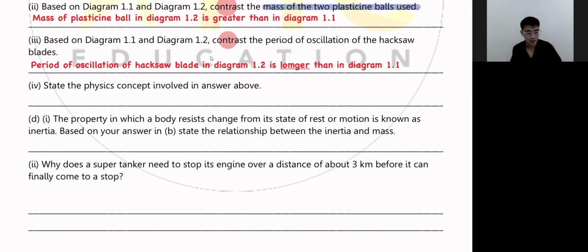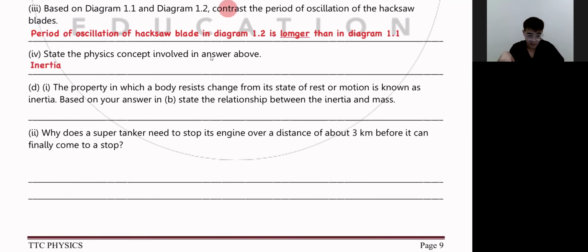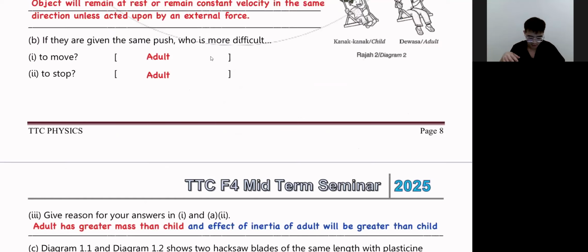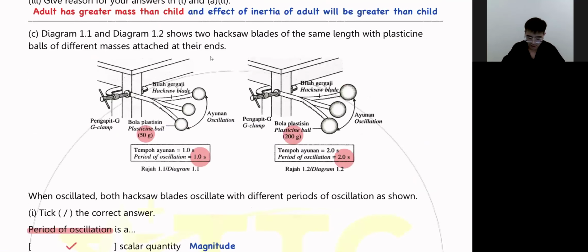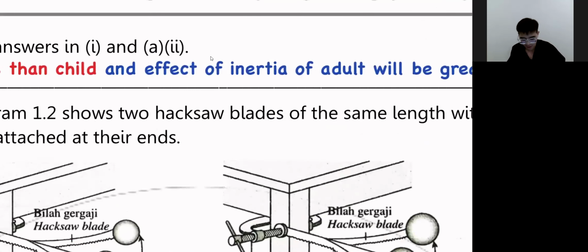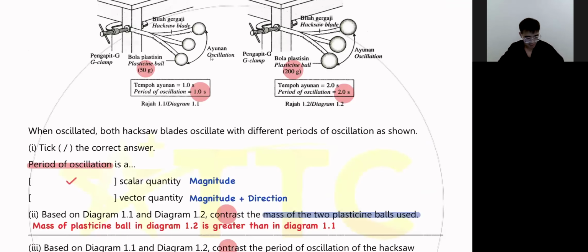Now, the next one, number 4. For the fourth one, the question asked, state the physics concept involved in the answer above. So the answer will be inertia. Inertia is actually the same as the previous question, the two persons on the swing, one adult, one child. It's because of the inertia, right? We explained already: it's because the adult has a greater inertia, so it's harder to stop and harder to start moving also. Clear?